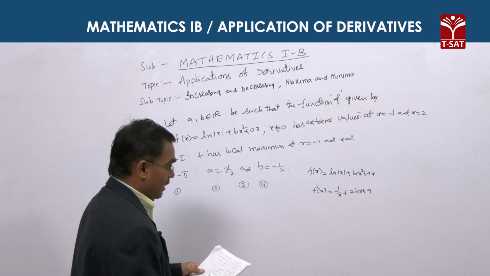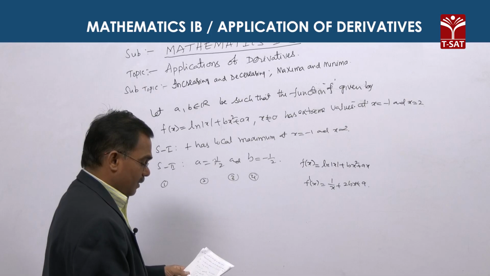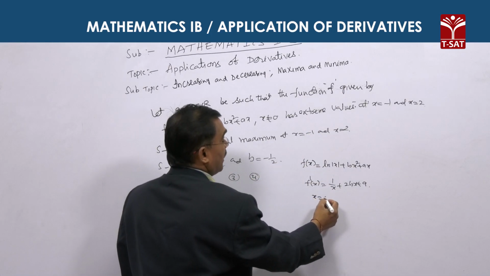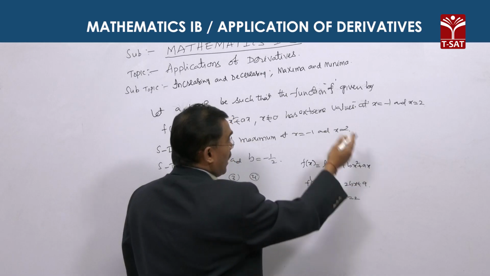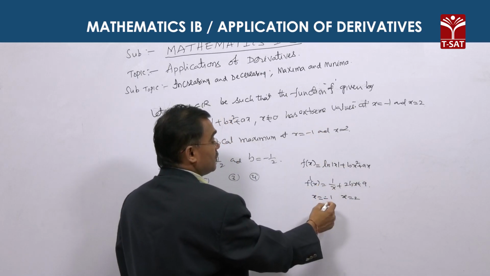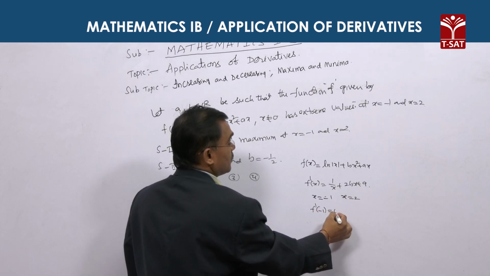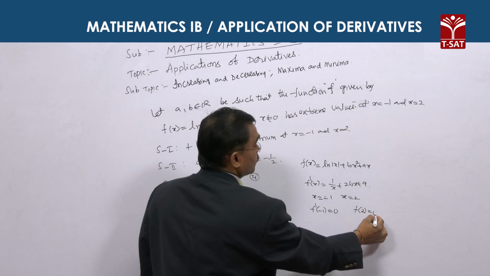Right. f(x) = log x + b x² + a x. Given that x = -1 and x = 2 are the extreme values, -1 and 2 are the roots of the equation f'(x) = 0. That means f'(-1) = 0 and f'(2) = 0.